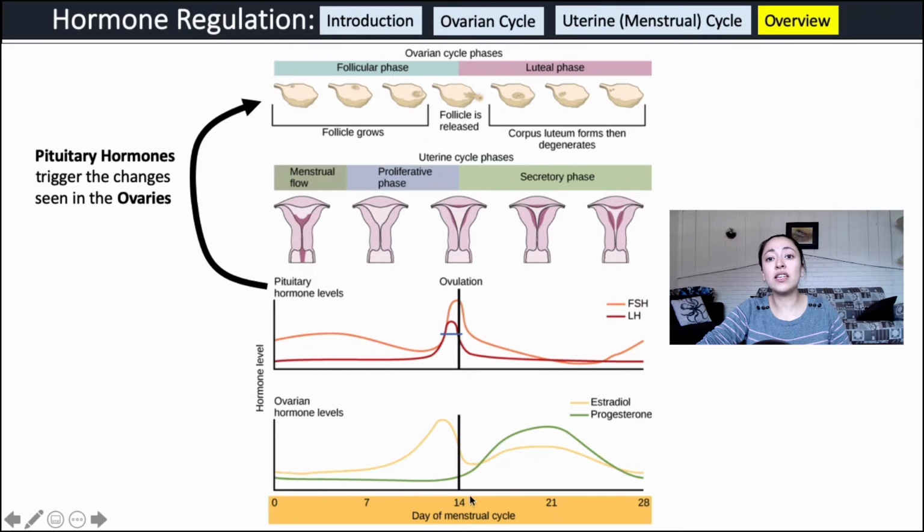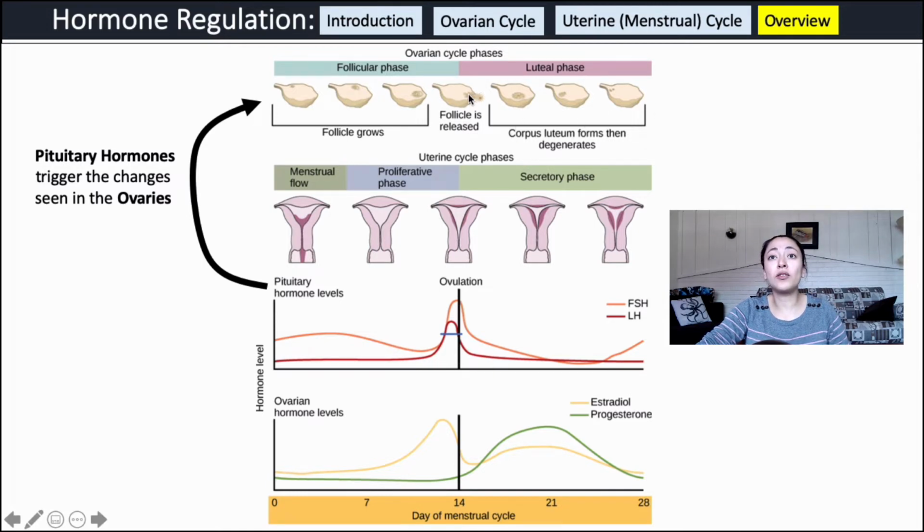Around day 14 of the menstrual cycle, a little bit before that, you'll see a peak in the luteinizing hormone secretion from the pituitary gland. Luteinizing hormone, or LH, shown in red here, triggers ovulation. So one of the follicles releases its oocyte, or egg. This is then followed by the luteal phase.